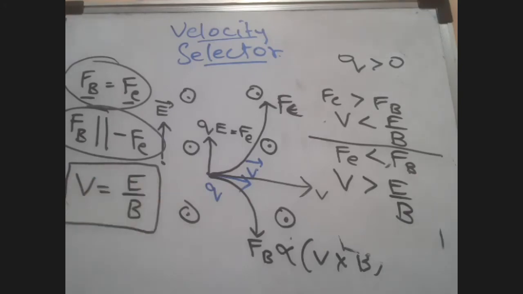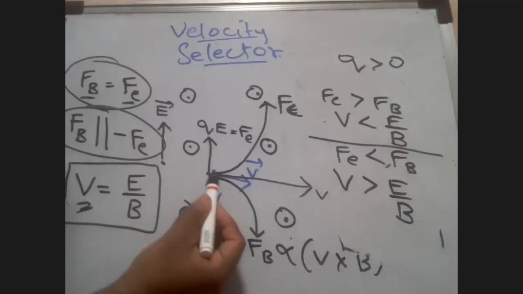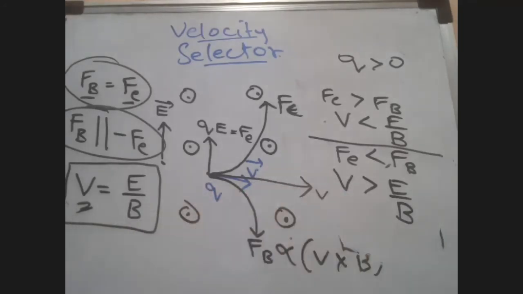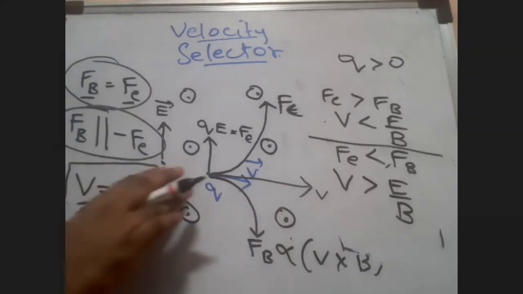It tells you that at this speed, students, at this velocity of the charge, the charge will be undeflected through the magnetic field and through the electric field. Nothing will happen to it. There won't be any deflection.